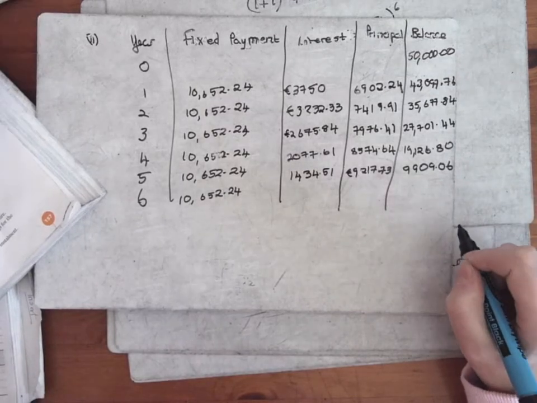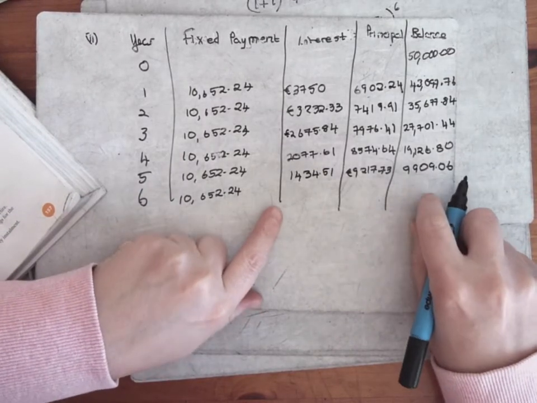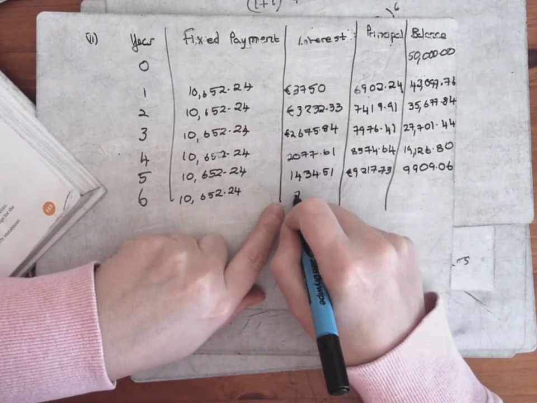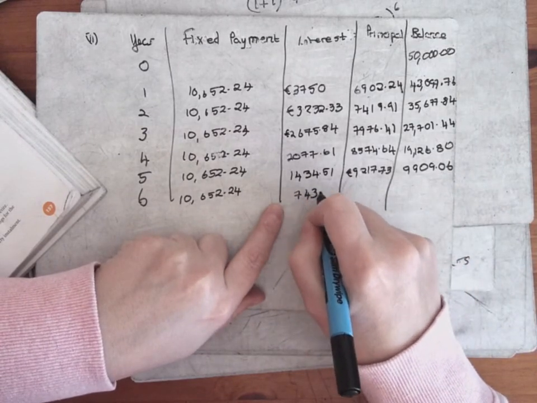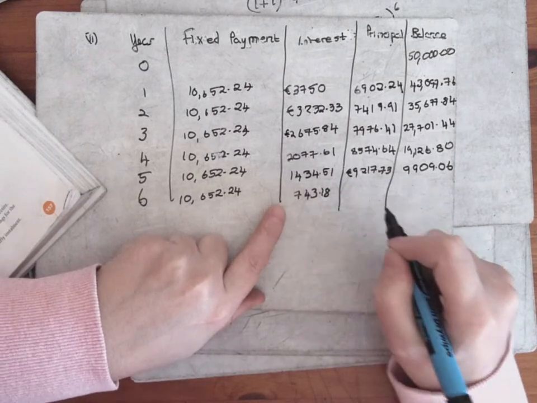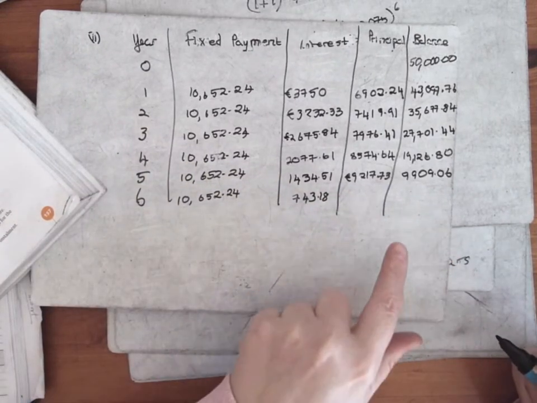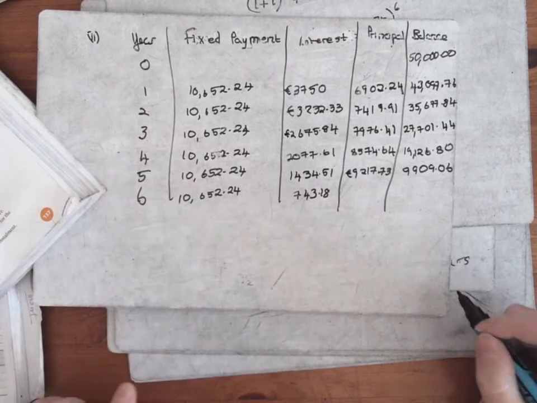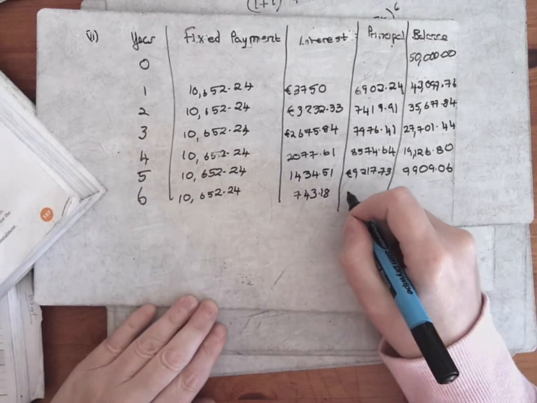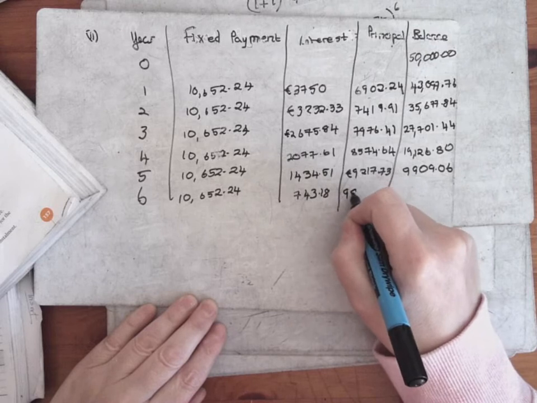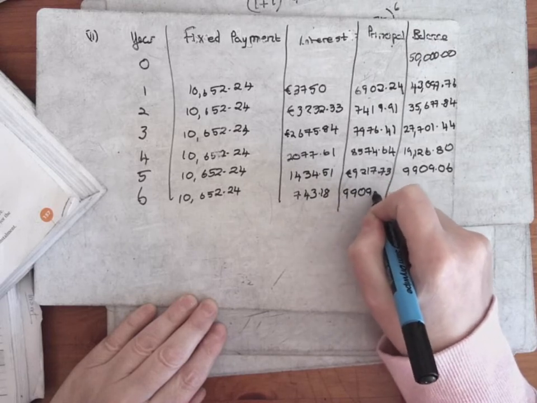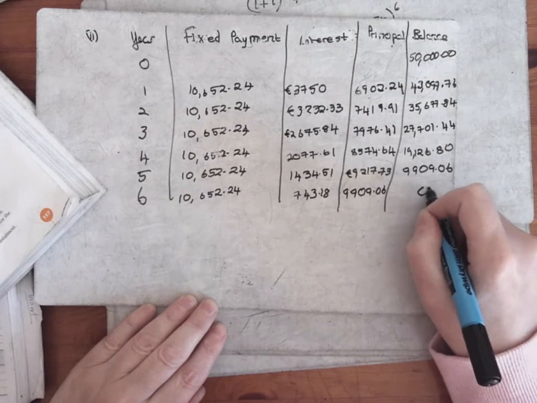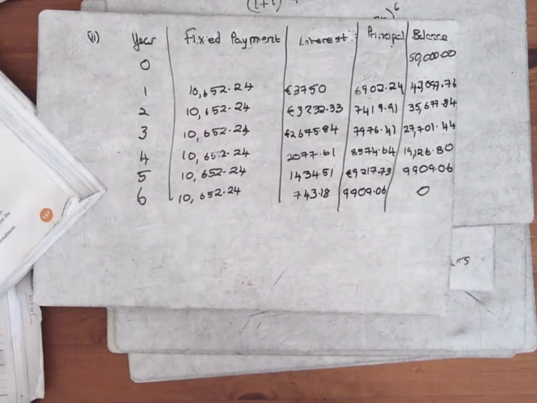Okay, so the following year she pays them this, so you get 7.5% of that, which is 743.18. So let's work out what comes off the loan. It's 10,652 take away 743, so that's 9,909.06, and look, that's what she owes them, so that comes off the loan and she's done.